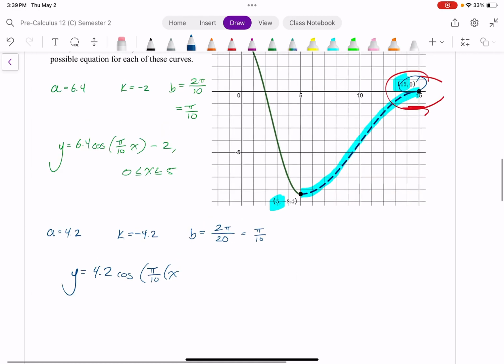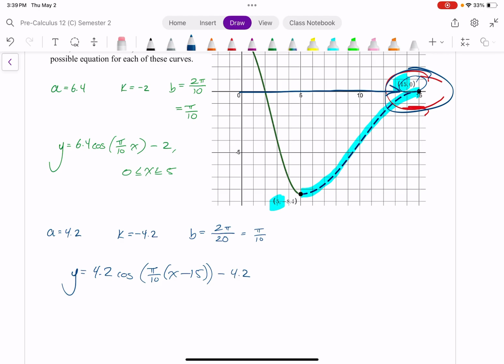This time, if there is no phase shift, that max would be right here. This is what it would look like. That's a terrible drawing, but that's what this would look like. That maximum would be right on the y-axis if there was no phase shift, and it's not there. So I have to imagine that maximum being translated 15 units to the right. So I want to subtract 15 from this. And then my center line.